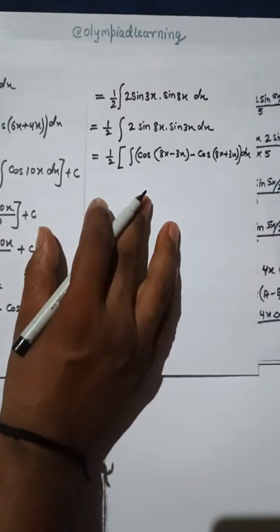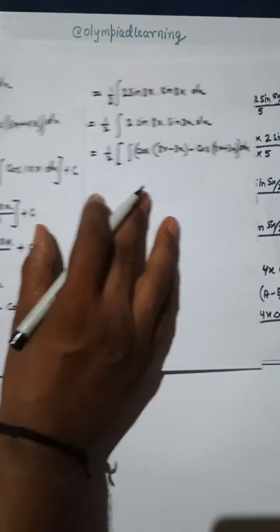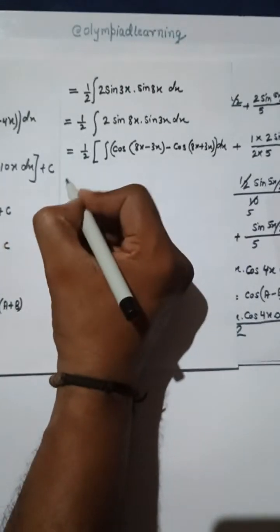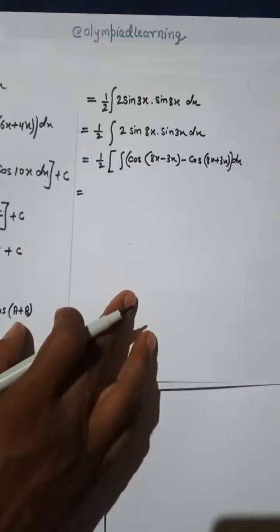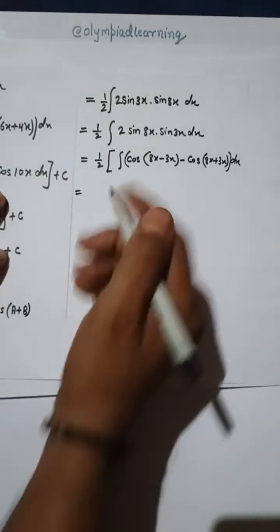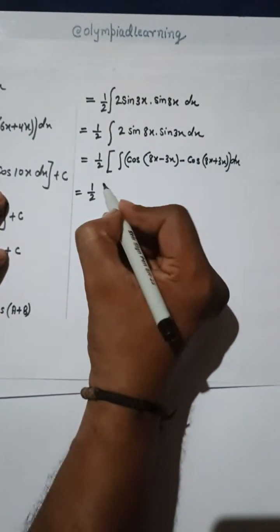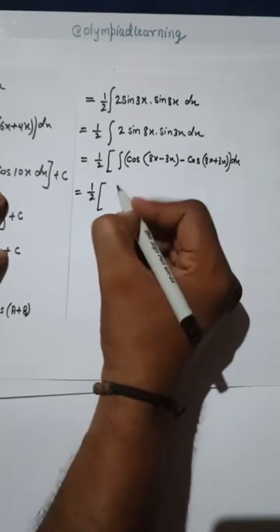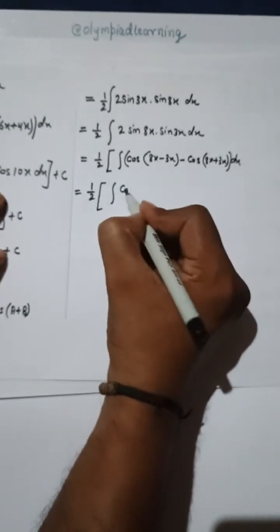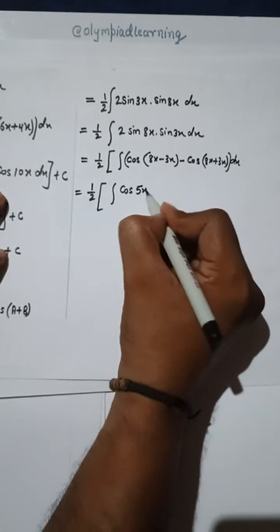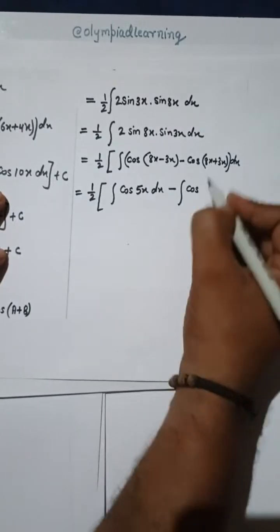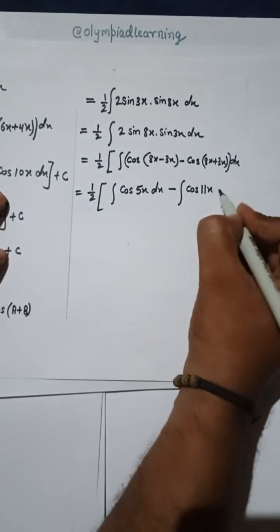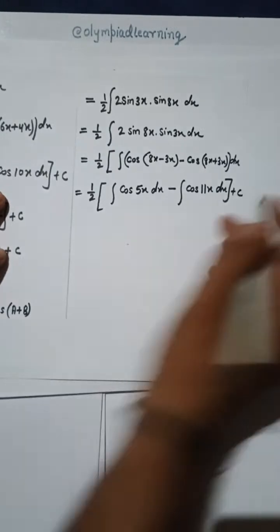Do you have any problem? No. Now here I have, one thing you need to put here. Here I have 1 by 2, then I'm just going to isolate it. Integration cos 5x into dx, negative of cos(8 plus 3), which is 11x, into dx plus c.